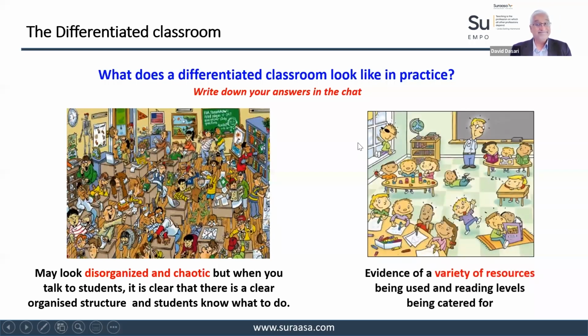Number two, there's a variety of resources, audio and visual, okay? And there's a number of reading levels, meaning that you know what the reading levels are of your students, and you've given them the opportunity to read at their reading level.